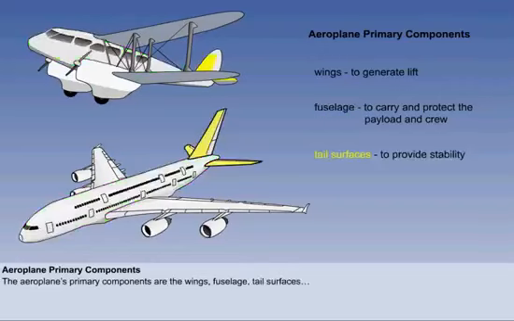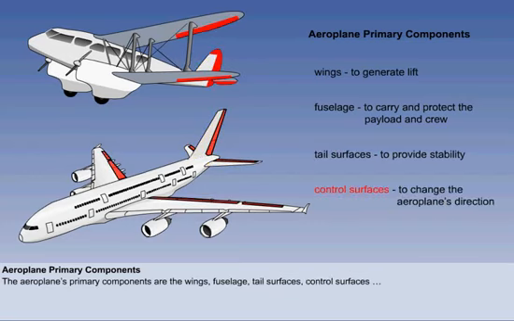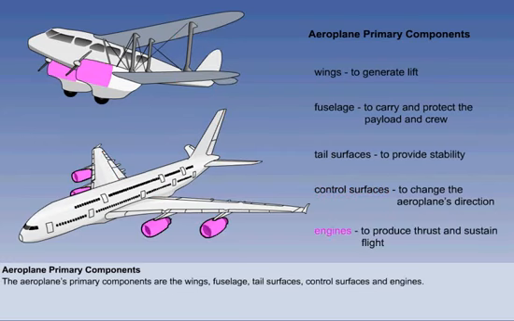tail surfaces, which are designed to give the aeroplane stability, ensuring that the aeroplane naturally flies in a constant direction, control surfaces, to change the direction of the aeroplane's flight and, when required, its position in the air, and engines to produce thrust, propelling the aeroplane forwards for the required duration of the flight.